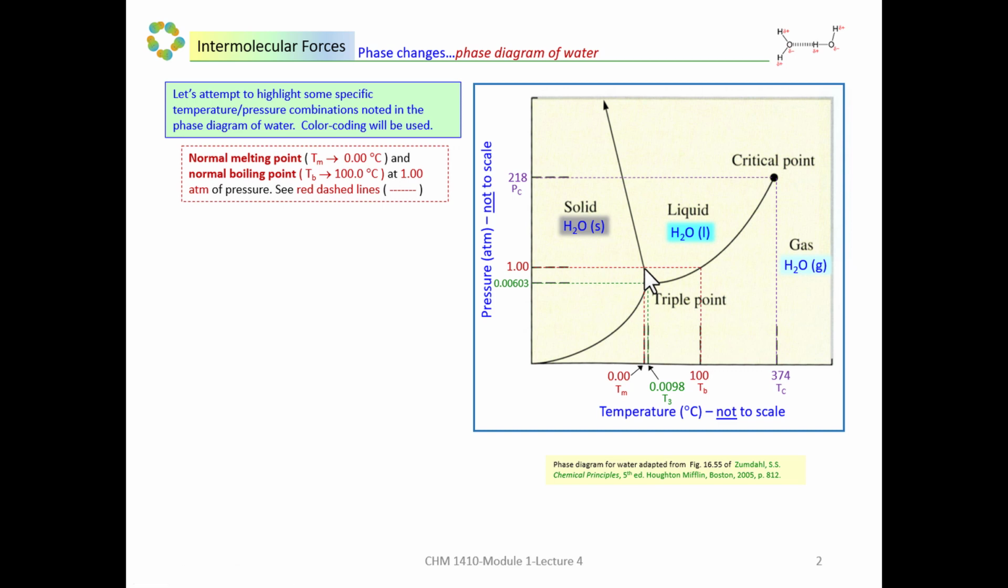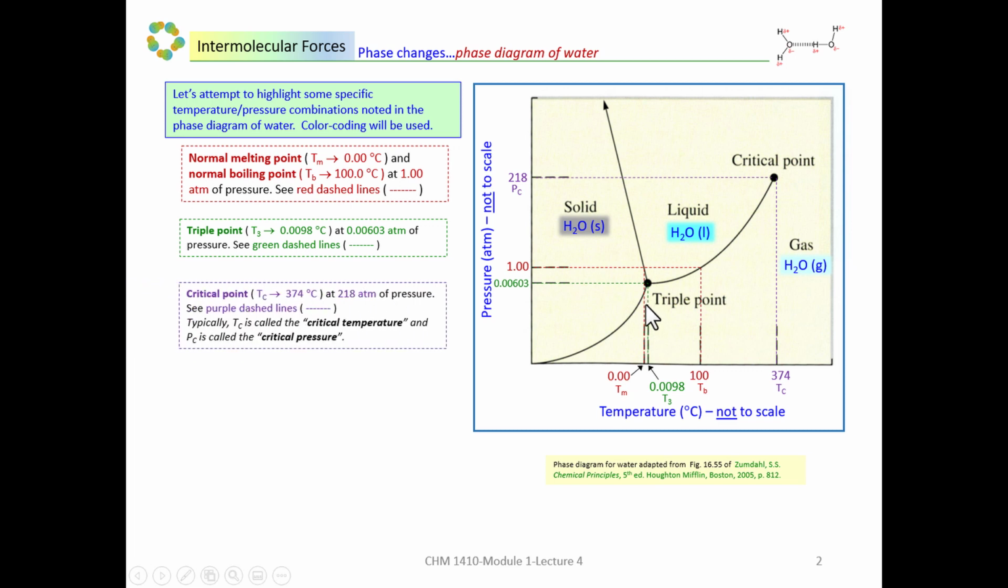Likewise, the normal boiling point, which would be the point on the liquid-gas line where we have 1 atmosphere of pressure. If we go down from there, the graph would read 100 degrees C. Of course, that's the normal boiling point of water. The triple point, as we discussed before, is at 0.00603 atmospheres and 0.0098 degrees C, marked by the green dashed line and that big black dot.